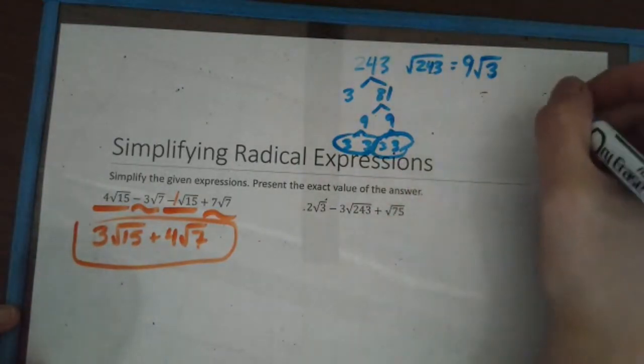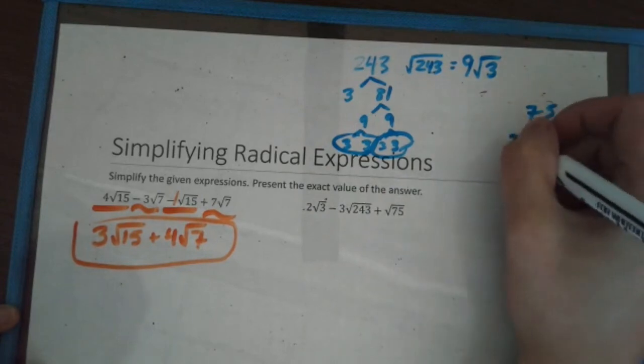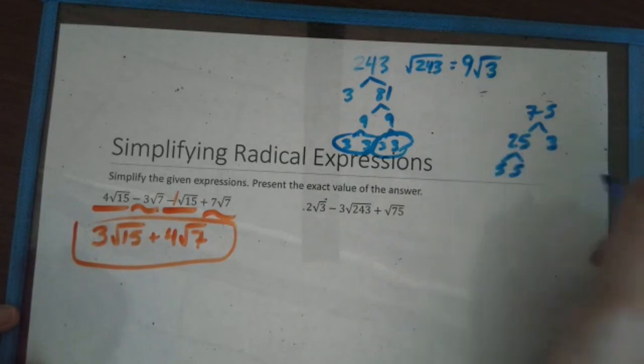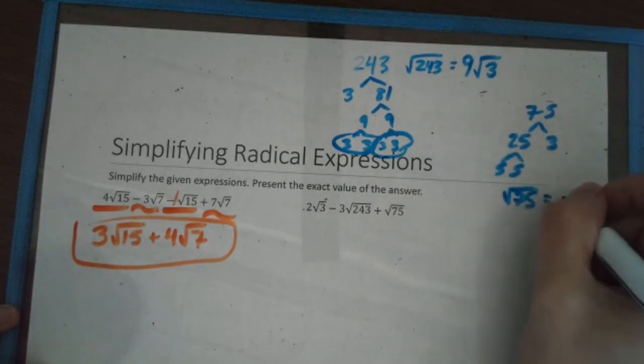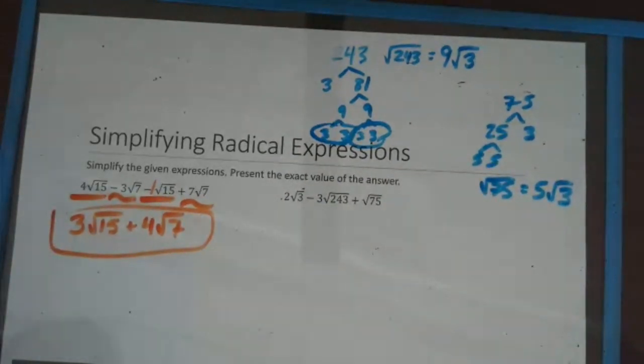Then I have the square root of 75, and 75 is 25 times 3, and 25 is 5 times 5. So that means the square root of 75 is 5 times the square root of 3. And once we have those radicals simplified, we'll see that we are going to be able to combine some like terms.